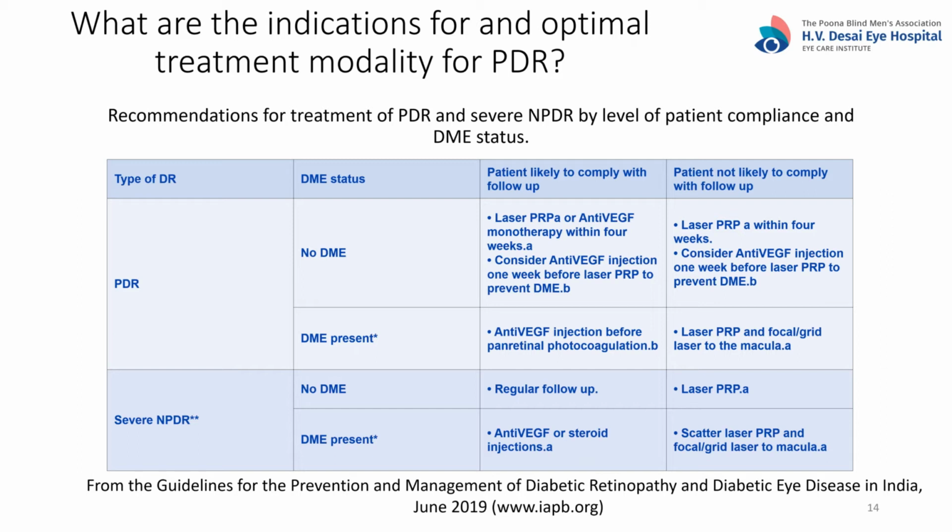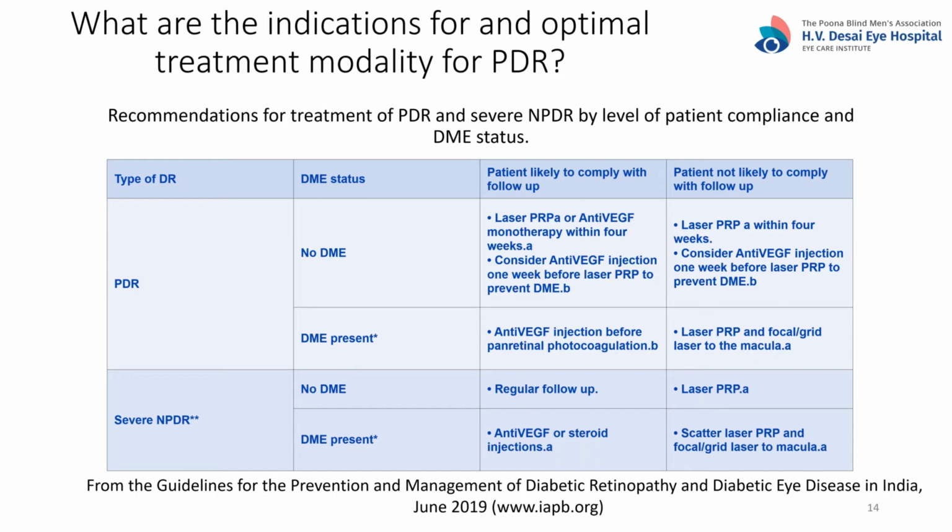This table describes the process in detail. If a person has proliferative diabetic retinopathy and there is no diabetic macular edema, and the patient is likely to follow up on a regular basis, then we can think about laser PRP or anti-VEGF monotherapy within 4 weeks. If there is presence of macular edema, then we need to give anti-VEGF injection prior to photocoagulation.